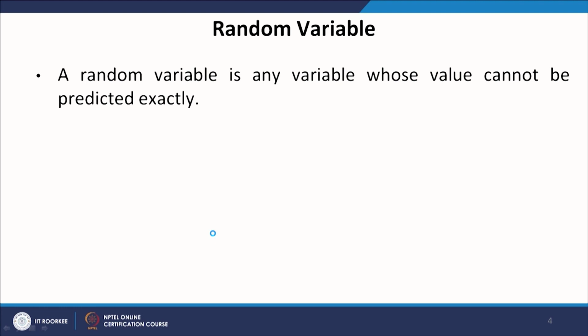First of all, we define random variables. A random variable is any variable whose value cannot be predicted exactly. Variable implies something whose values keep on varying, and when we add some randomness to it, it adds certain uncertainties to it. An uncertain event can never be predicted with 100% accuracy. Consequently, a random variable can never be predicted exactly.